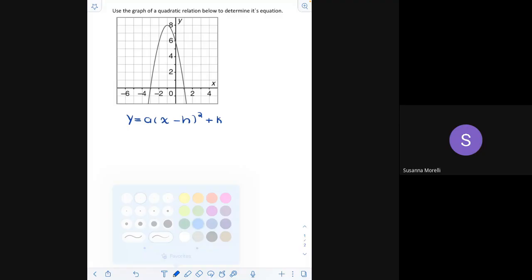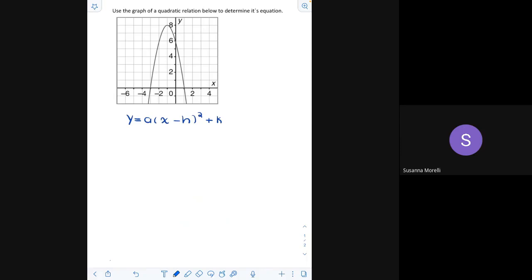Okay, today what we're going to do is review writing a quadratic equation in vertex form given a graph. And this particular method could also be used if you weren't given a graph and you were just given the vertex and another point. But here we're given a graph, so we're going to have to take the information off the graph.